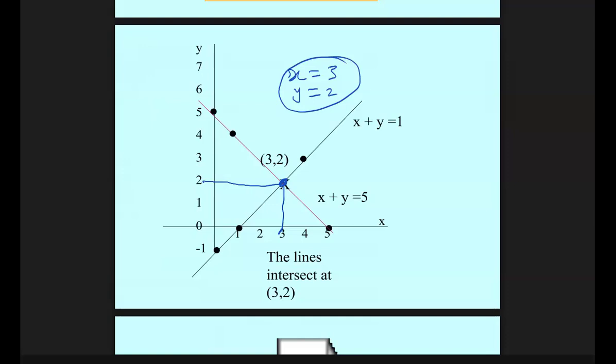Don't forget, the first step that you have to do is make a table and also plot the graph for it. You make a table and you plot that graph. The point at which they are meeting, that is the solution. So now I will ask you to do one for me.